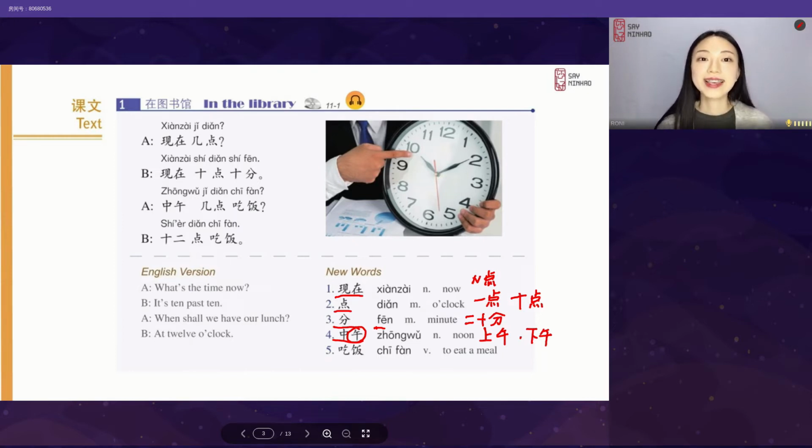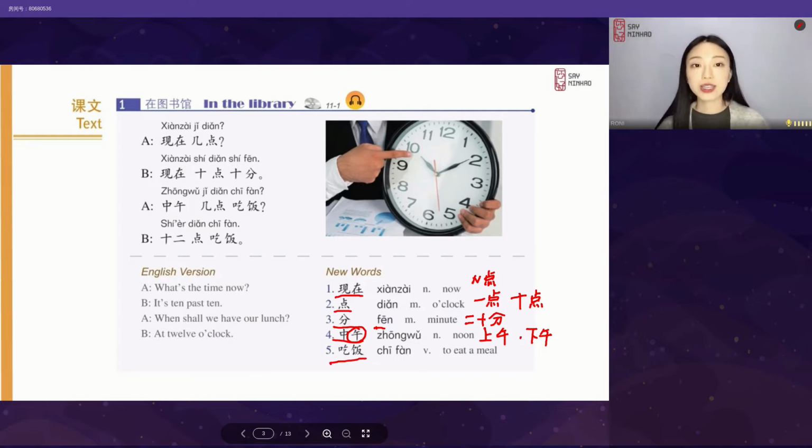It is 今天中午, right? 今天中午. So how to say yesterday's noon? Then it is 昨天中午, right? 昨天中午. Tomorrow's noon? 明天中午. Okay, this is about noon, 中午.